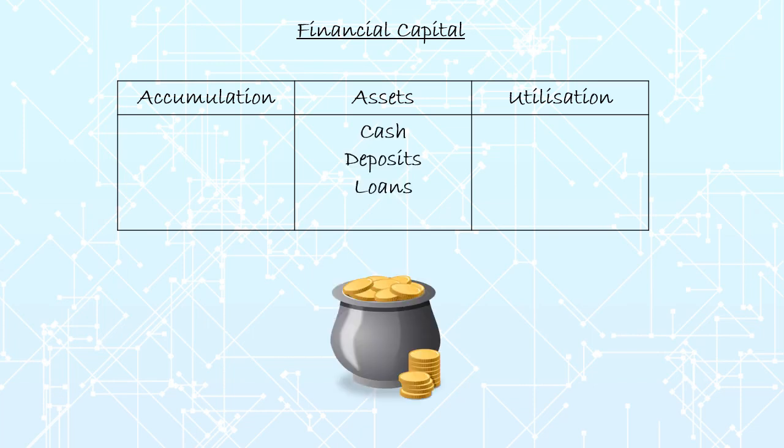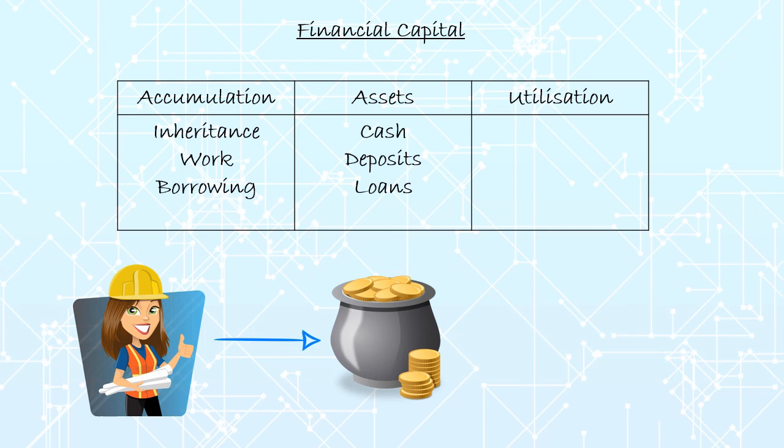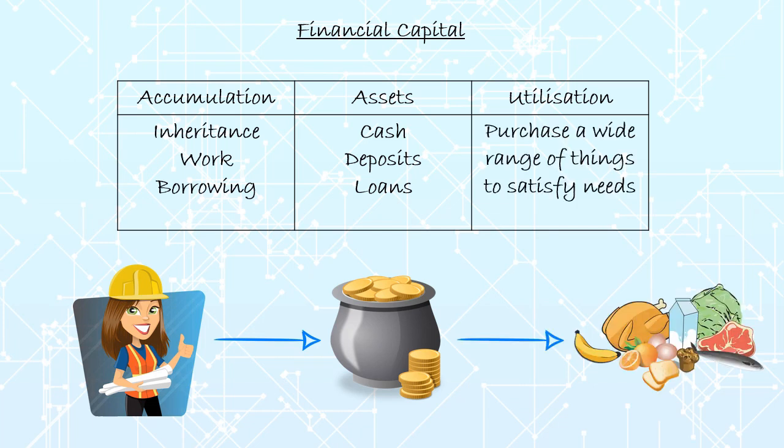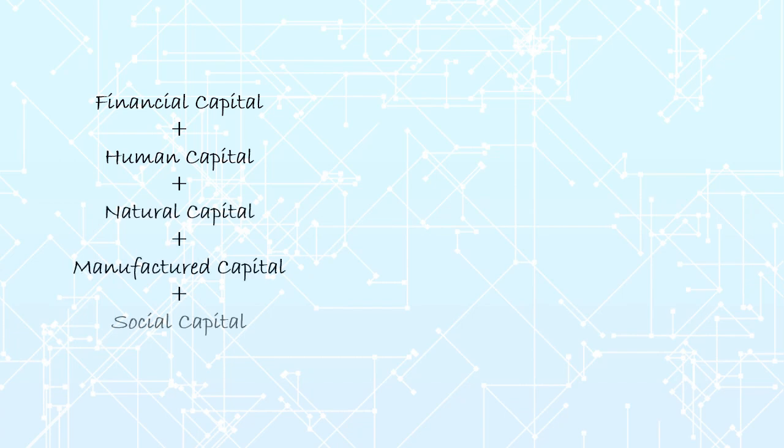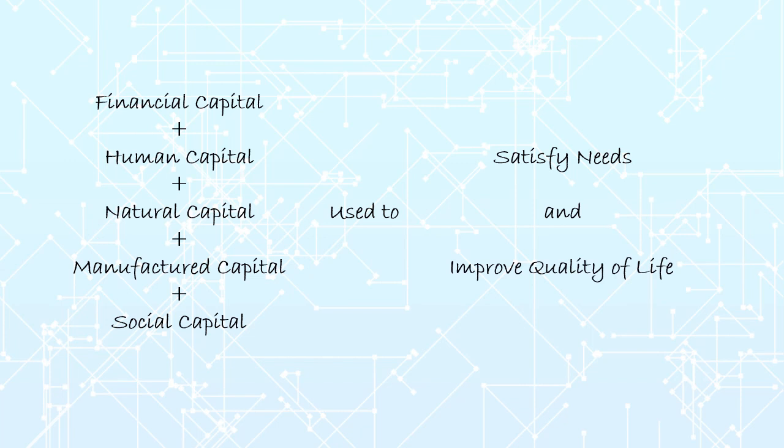Financial assets are cash deposits and loans. They are accumulated by inheritance, work or borrowing, and they are used to purchase a wide range of things which satisfy our needs. Social capital is one of several different types of capital which we use in combination to satisfy our needs and improve our quality of life.